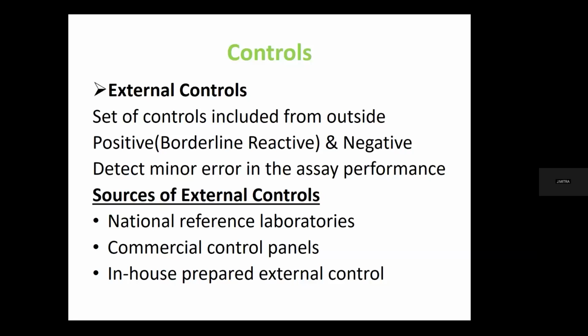So we must use a control for each run. When we start the machine, we must first run the control samples. Then we validate that this control is giving an accurate result. Then we go with our testing samples.